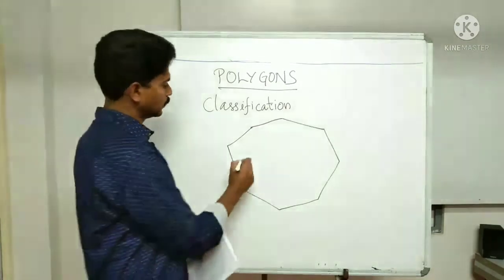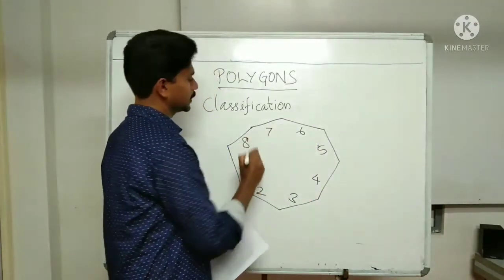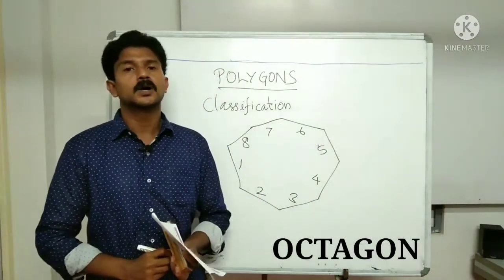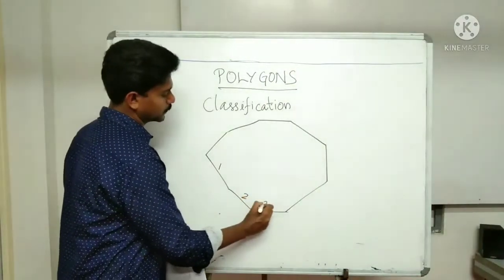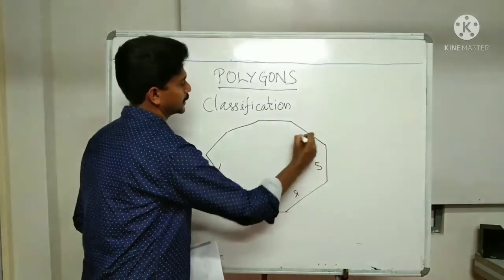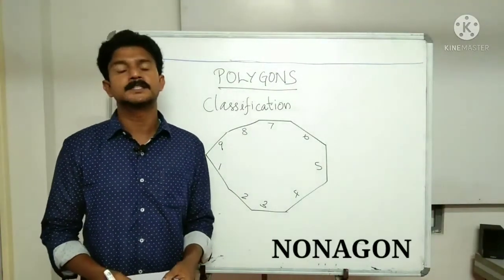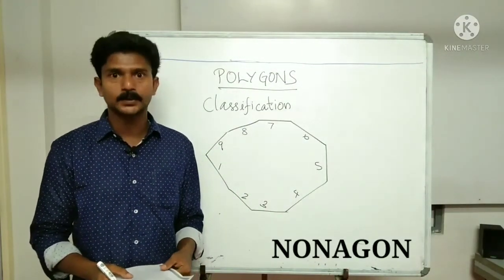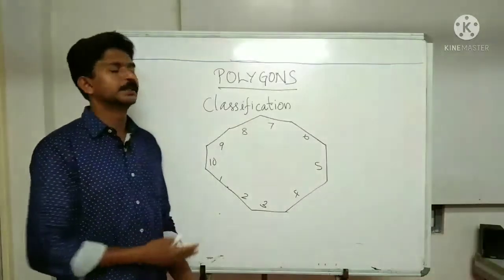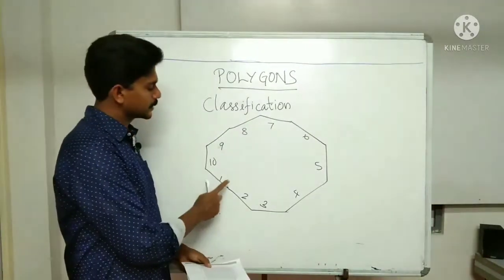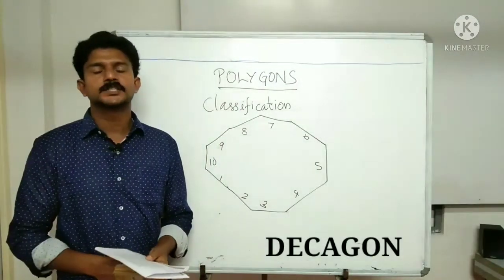With eight sides, 1, 2, 3, 4, 5, 6, 7, 8, it is called an octagon. With nine sides, we call it a nonagon. Finally, with 10 sides, 1, 2, 3, 4, 5, 6, 7, 8, 9, 10, we call it a decagon.